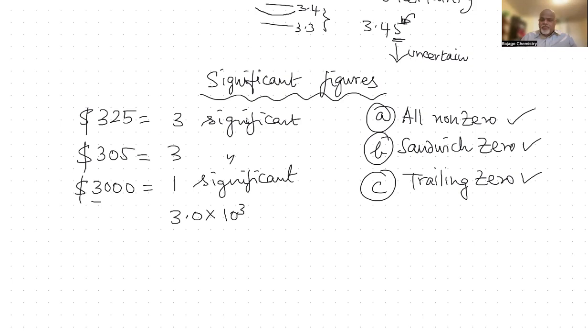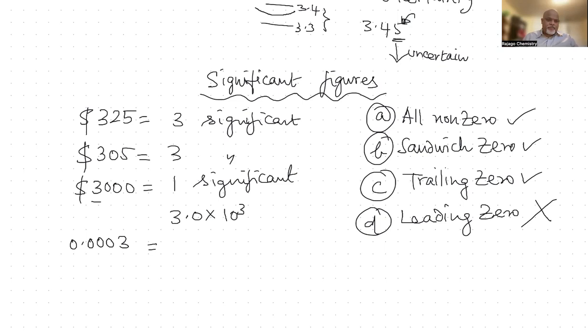But the leading zeros are always non-significant. This is very important. Let's say that the number is 0.0003. If this is the number, then there is only one significant digit here. The zeros are not significant because they are all at the front. It doesn't make any meaning. I can write this as 3.0 times 10 to the power minus 4.